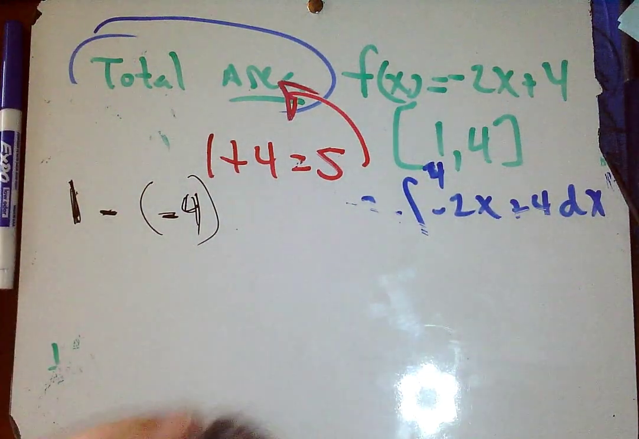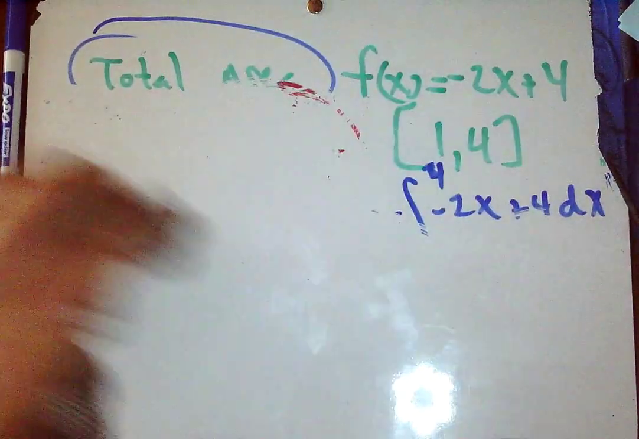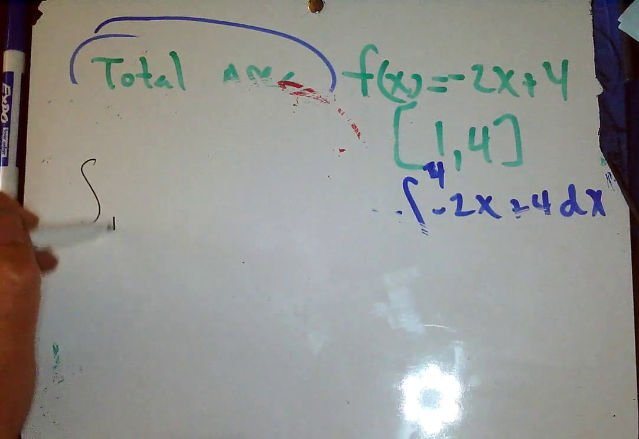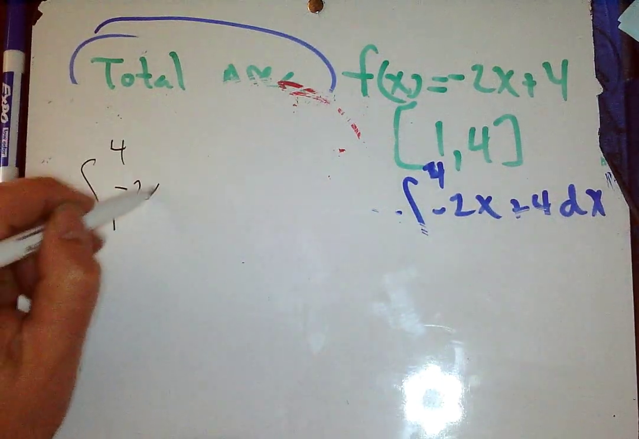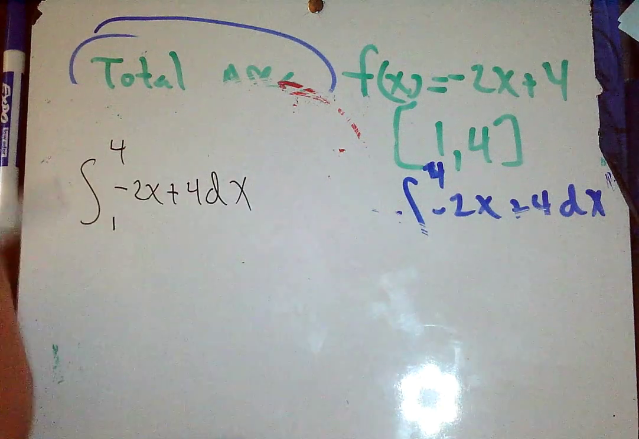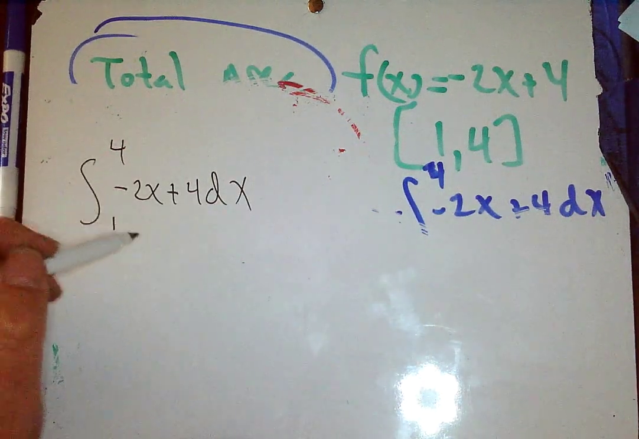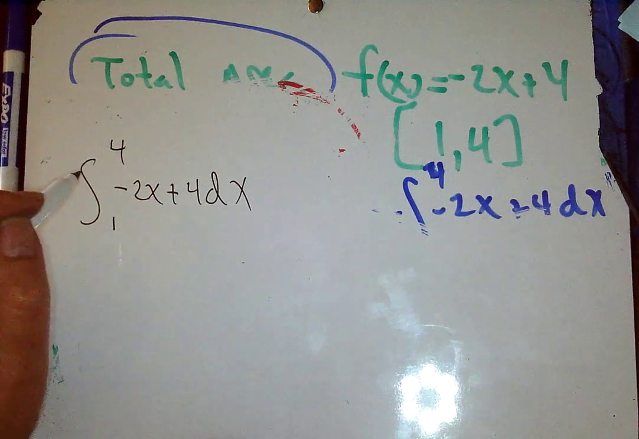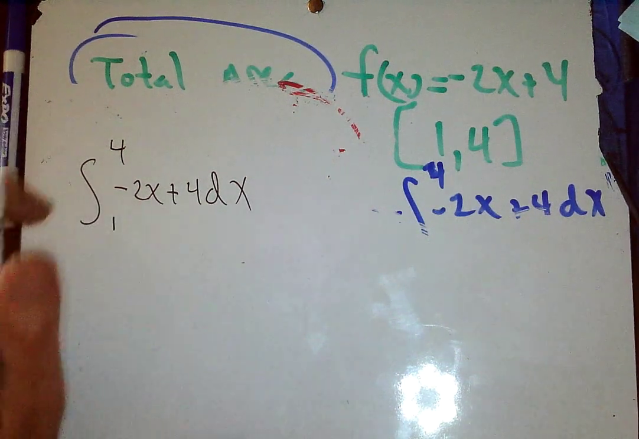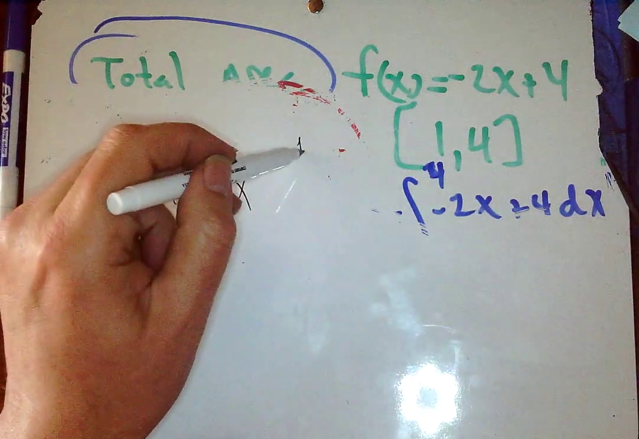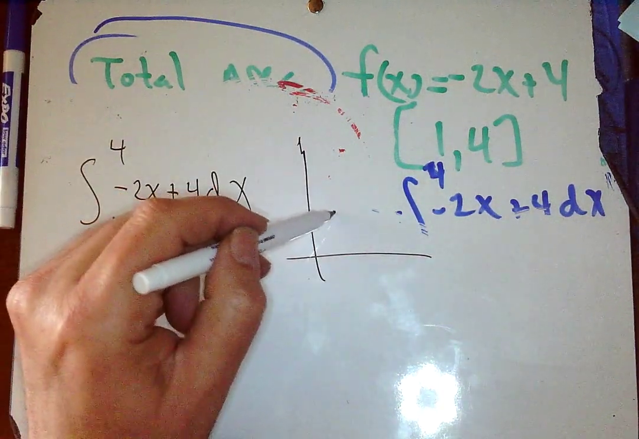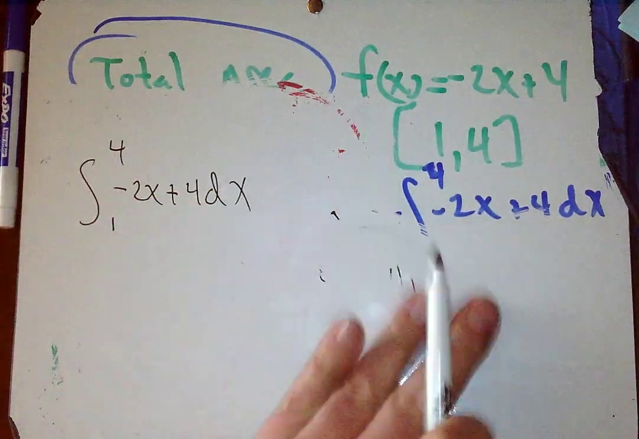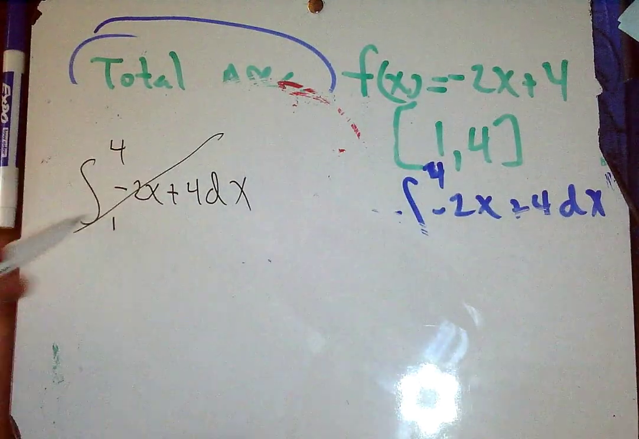Or, you're going to hate this next way, but this next way actually shows up a whole lot, so don't be a hater. If I go from 1 to 4 of -2x plus 4 dx, I'm going to just do the integral, which instead of being the total area, is going to be the change in area. And I don't want that. What I want is total area. What I want to be able to do is subtract this negative area from this positive area. Okay, so what's that going to be? It's not going to be this.